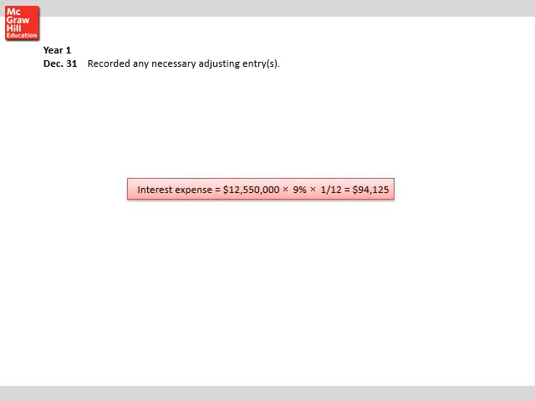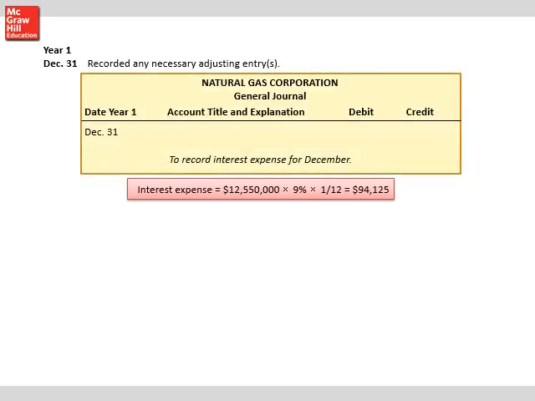Okay, now at the end of the year, we have to make any adjusting entries. Okay, so our interest expense on the 12,550,000 times 9% times 1/12, right? Because by the end of the year, we've only used the money for 1 month, will be 94,125. And so here we're going to debit interest expense for 94,125, and we're going to credit the discount on notes payable for 94,125.